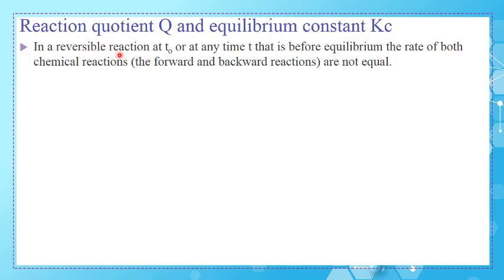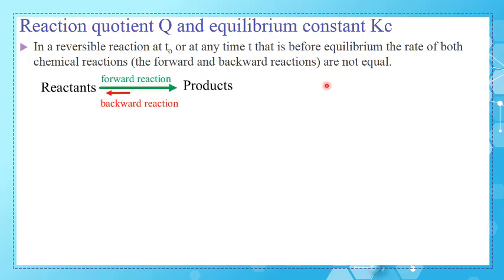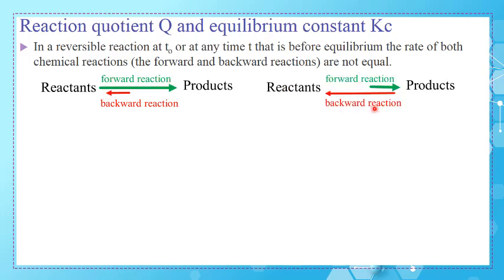We know that in a reversible reaction at t0, or at any time t before equilibrium, the rates of both chemical reactions, the forward and backward reactions, are not equal. Look here, for example: the reactants will give the product in a forward reaction, where the arrow is written in a bigger size than that of the backward reaction, to indicate that the forward reaction is faster. Or the other way around, here the size of the backward reaction arrow is bigger, which indicates that the backward reaction is faster.